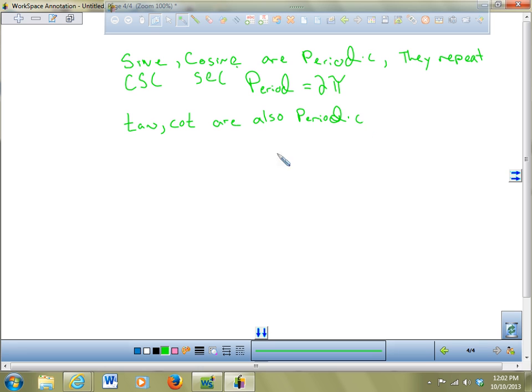Period equals, does anyone know from your unit circle? If you look, it's very good. Tangent and cotangent are periodic, but they repeat every pi. So if you look at tangent of pi over 4, for instance, that's a 45-degree angle. What's the tangent of pi over 4? 1.